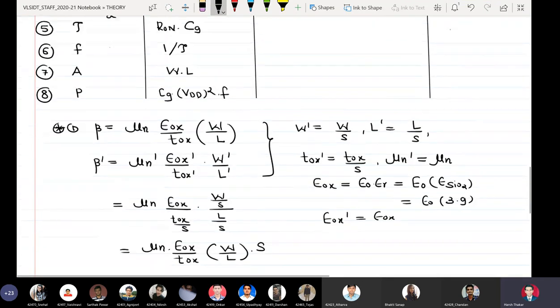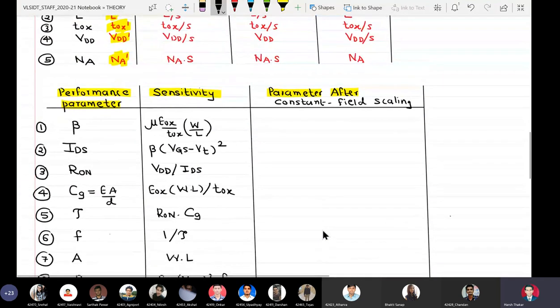So the gain factor has increased. This is good actually, that means we are getting a larger gain. So the new value of beta will be beta into S. And please understand one thing: S is greater than 1.